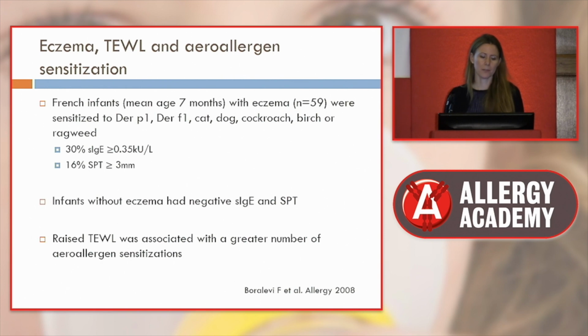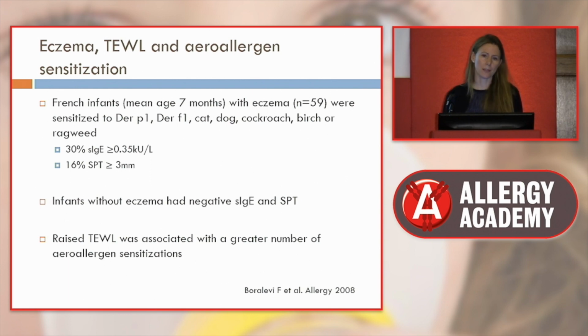This is a study that was done in French infants with eczema, and they looked at sensitization to house dust mite allergens, cat, dog, cockroach, birch, or ragweed. Even under the age of 1, so mean age 7 months, 30% had an IgE of more than 0.35, and 16% had a skin prick test of more than 3 millimeters. And this was not the case in children who did not have eczema.